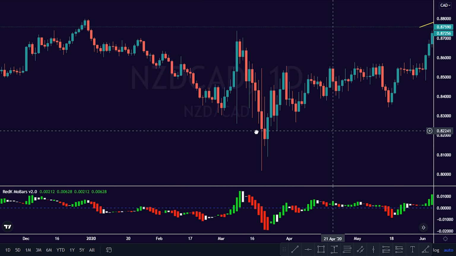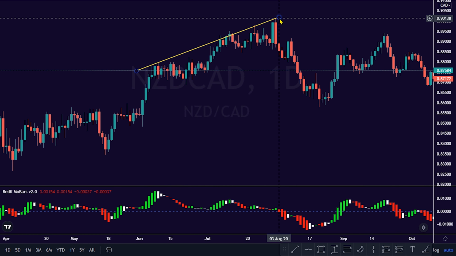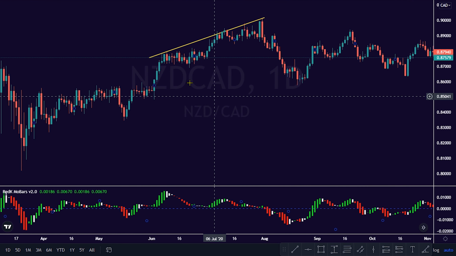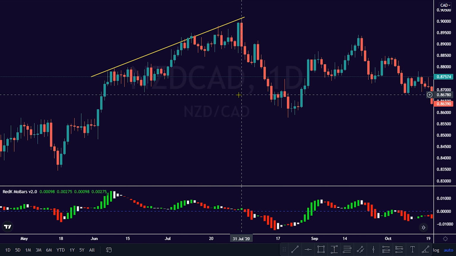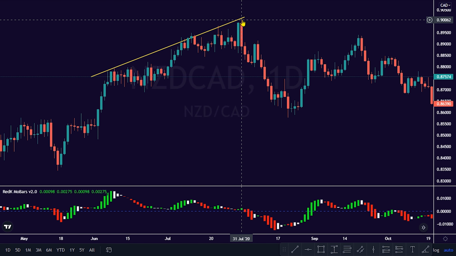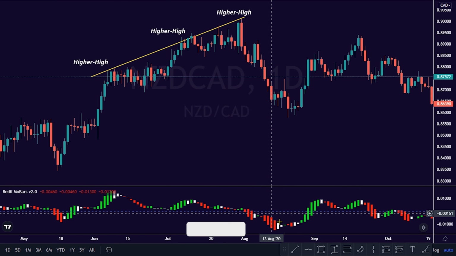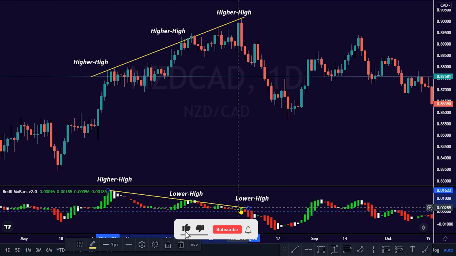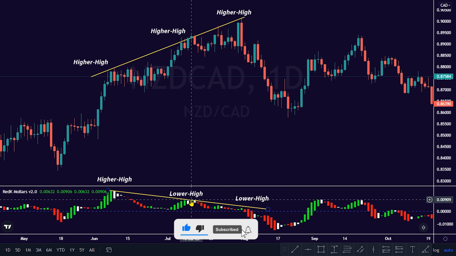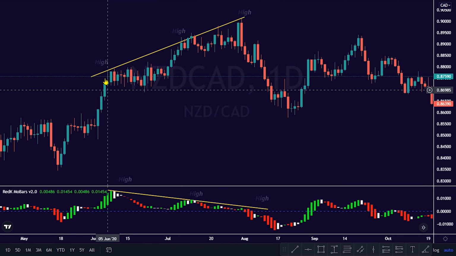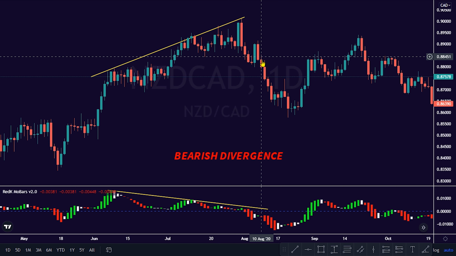The RedK Mo Bars indicator can also be used to detect regular and hidden divergences on the trading chart. As we can see on this price chart, price made a higher high swing to the high swing here. On the RedK Mo Bars indicator here, there was a formation of a lower high to the last high here. This was opposite to the swings on price chart. This is called a bearish divergence.